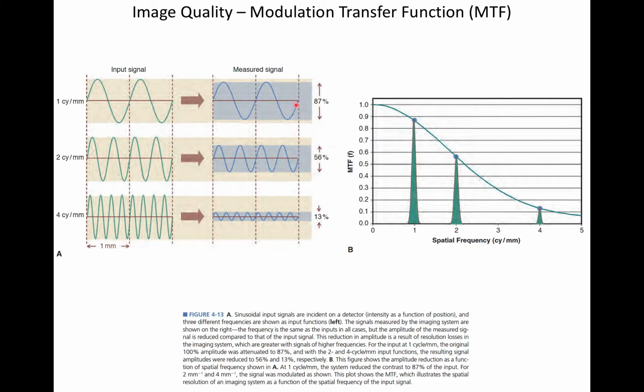You can graph this attenuation as a function of spatial frequency. At very low frequencies, 100% of the signal comes through. As the oscillations get higher in frequency, here's 3 cycles per millimeter, 4 cycles per millimeter, this shows you how much it's attenuated. This function is called the modulation transfer function. Once you've measured that for your imaging system, that characterizes the effect that your system has on the spatial resolution of the signal coming in.